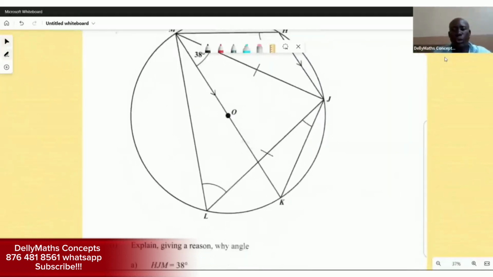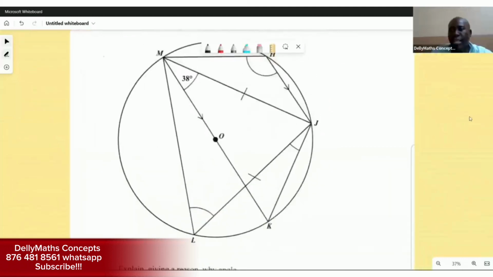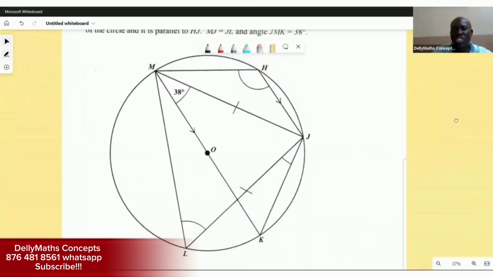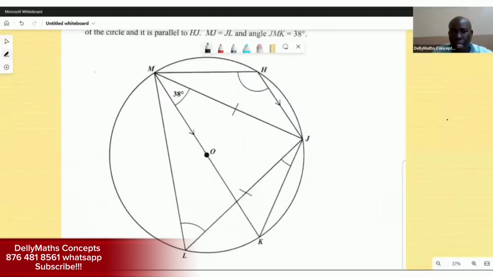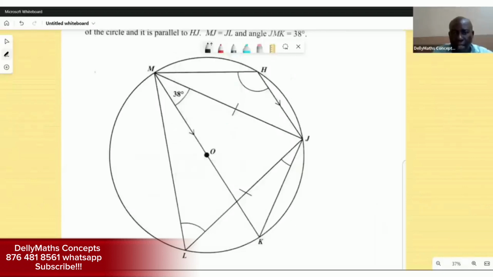What we want to do, though, is to make sure that we are paying attention to details as we go forward. So let us look at this question. It says, explain, giving a reason why angle HJM is 38. So you're telling me already that angle HJM is this angle. I'm going to mark it here. This angle here, all right? I was told that this is 38 by the question.